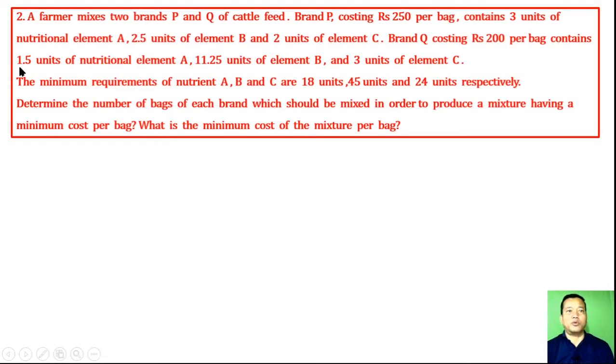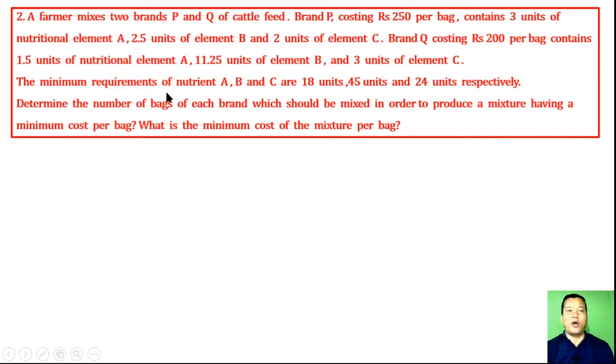For question number 2, a farmer mixes 2 brands P and Q of cattle feed. Brand P costing rupees 250 per bag contains 3 units of nutritional element A, 2.5 units of element B, and 2 units of element C. Brand Q costing rupees 200 per bag contains 1.5 units of nutritional element A, 11.25 units of element B, and 3 units of element C.